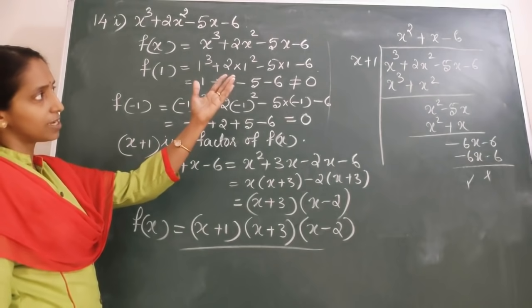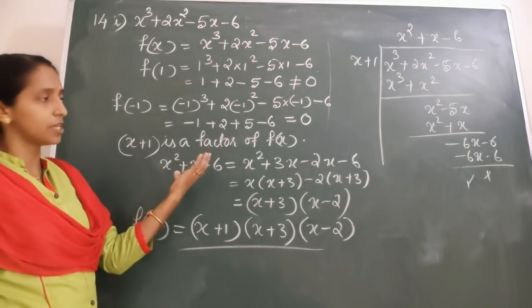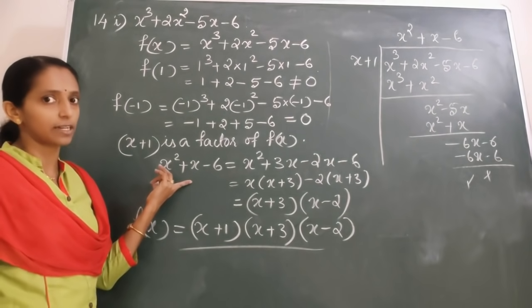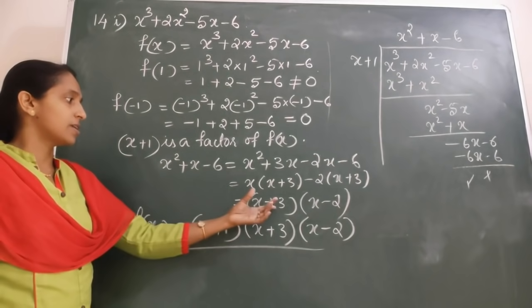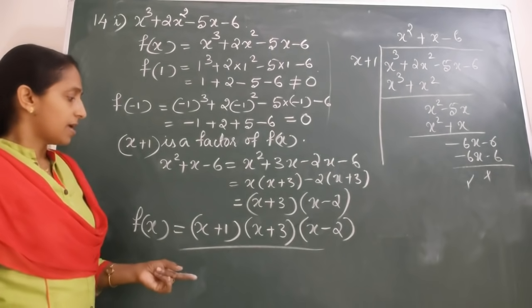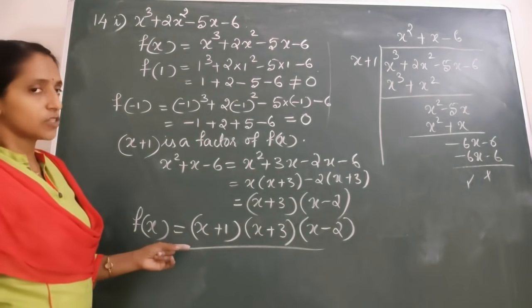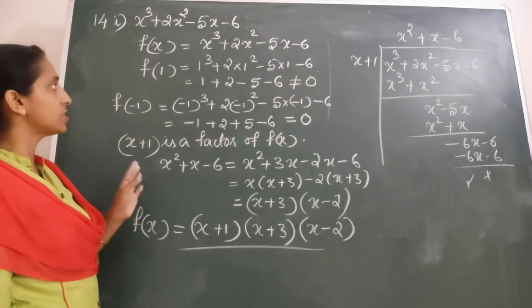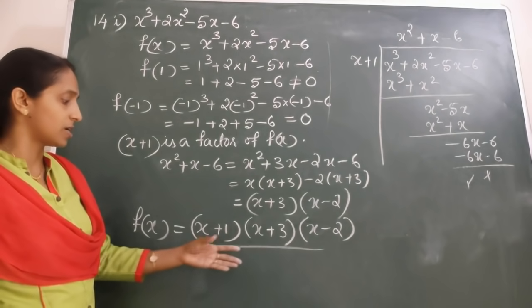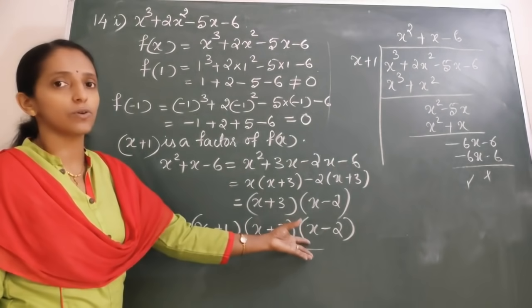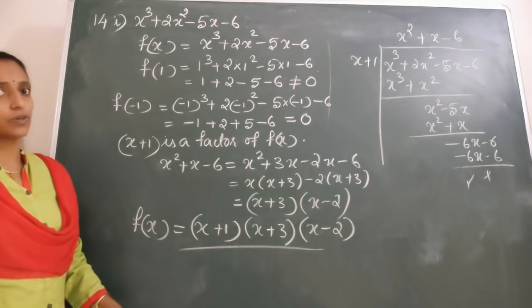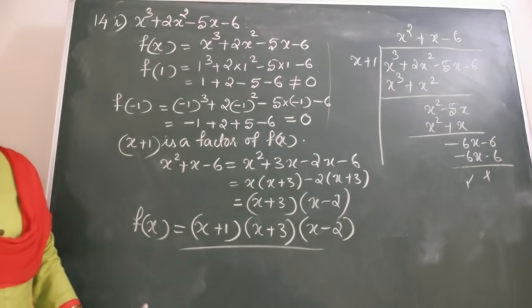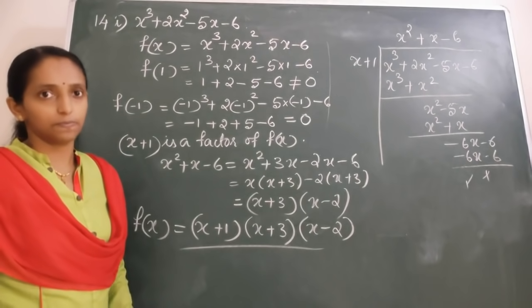Whatever the quotient comes, if it is a quadratic equation, again you have to factorize it, and there you will get two factors, and then final answer f of x, you will write it in the product form of all three factors, x plus 1 into x plus 3 into x minus 2. So these are the concepts for you today.